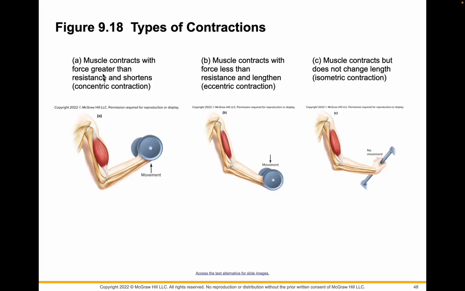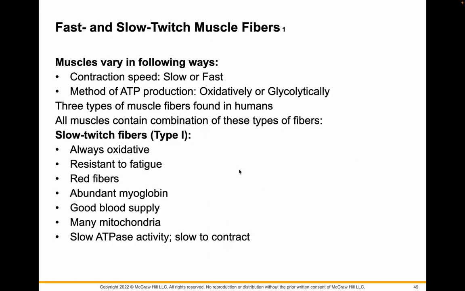So here would be a concentric. We're doing our bicep curl. If we're moving this down, it's an eccentric. And if you're holding the bar and you're just sustaining that contraction, that would be an isometric. So these are both isotonic. And then this is the isometric. And remember, in isotonic, we have concentric and eccentric contractions.